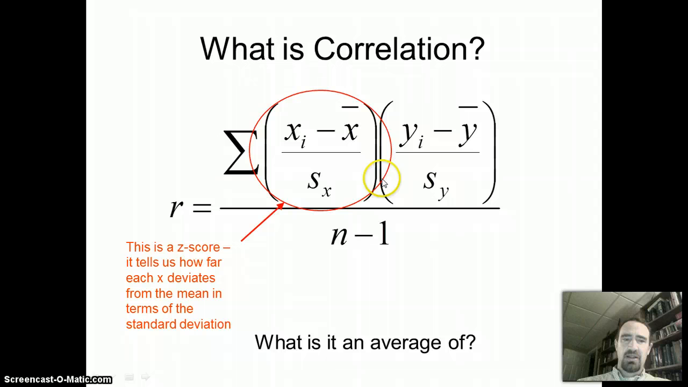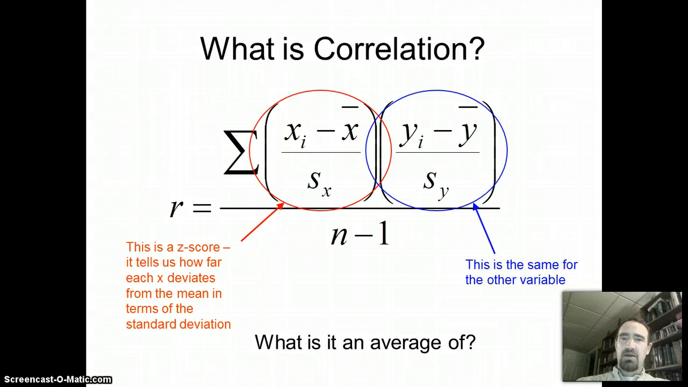Well, the one here on the left is a z-score. We've got a piece of data minus a mean divided by a standard deviation. It's a z-score for one of the x values for one of our individuals. That z-score is telling us how far that individual's score deviates from the average x score. And the same thing with the y values.